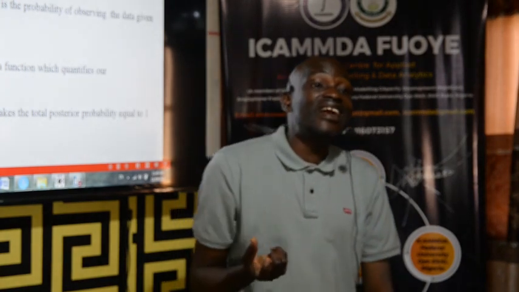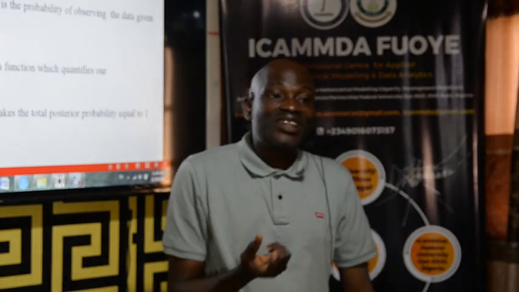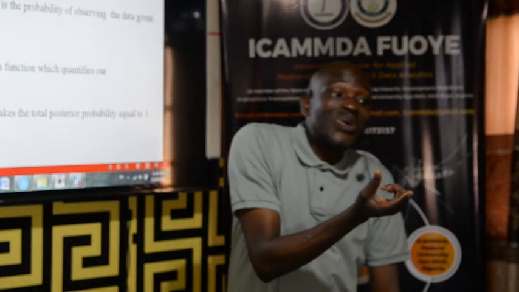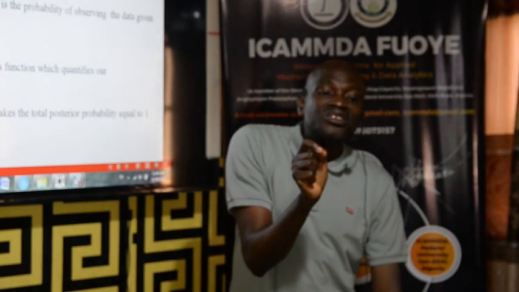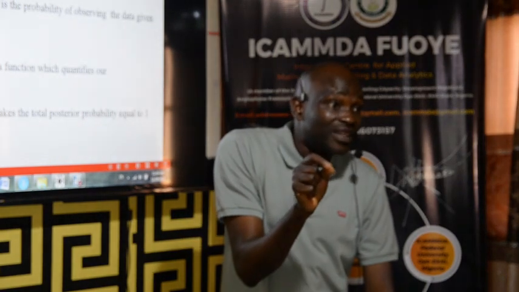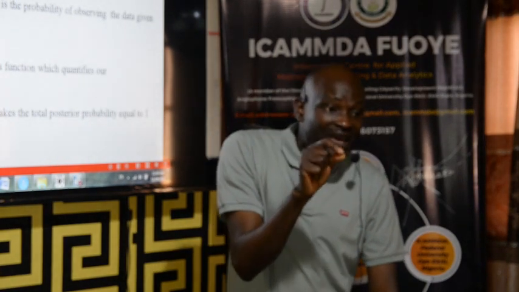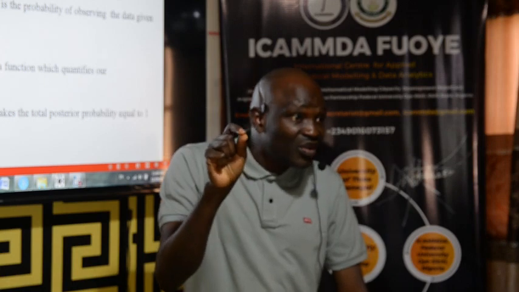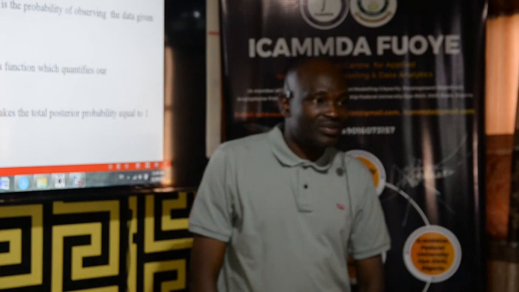Which is the probability of observing the data given the hypothesis or parameter. That is what is generating the data that you have. And that is why we always simulate. If you want to simulate a normal distribution, you just give the parameters, the mean, then the variance, and it will give you some random numbers, is it not? So that is the likelihood. That is what is generating the data you have.